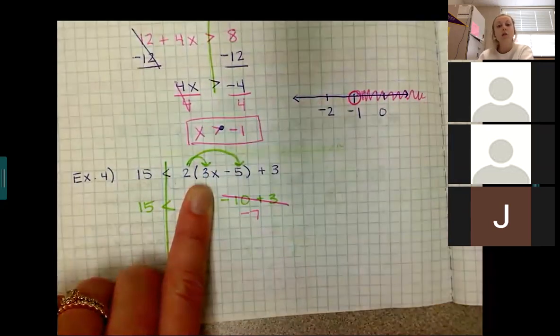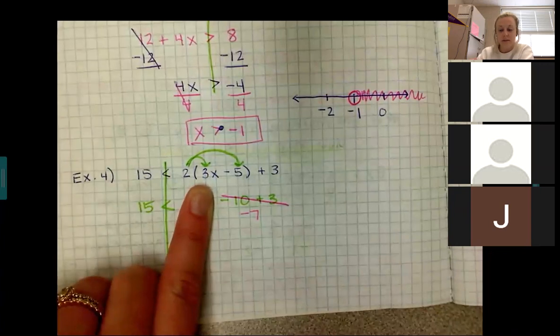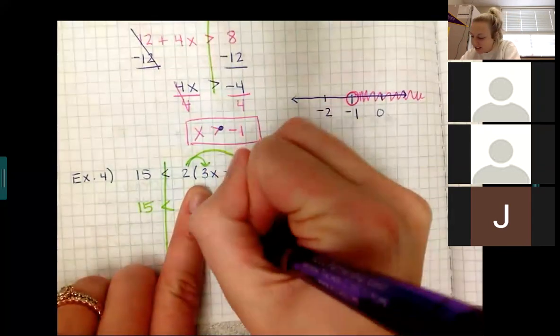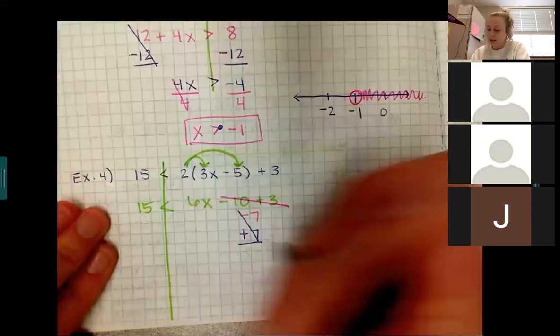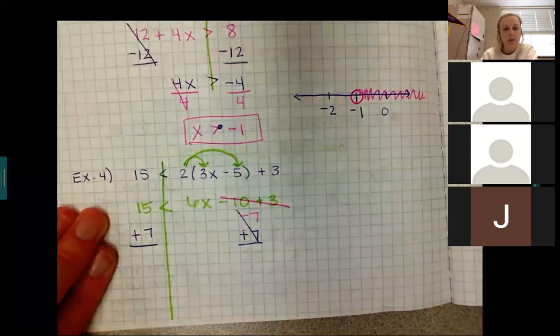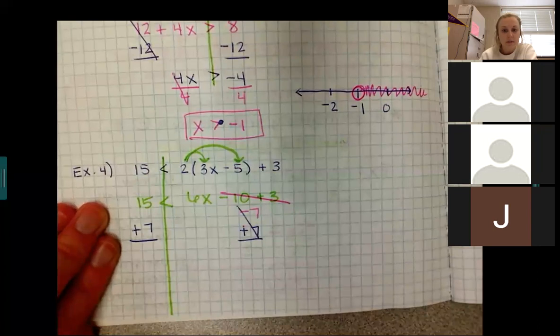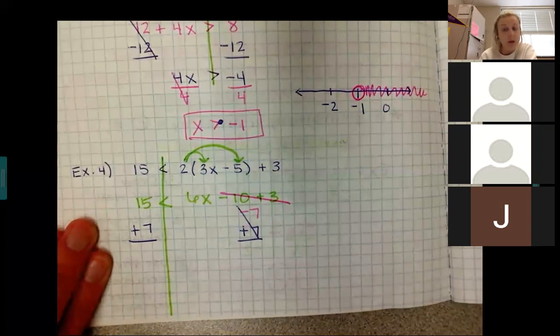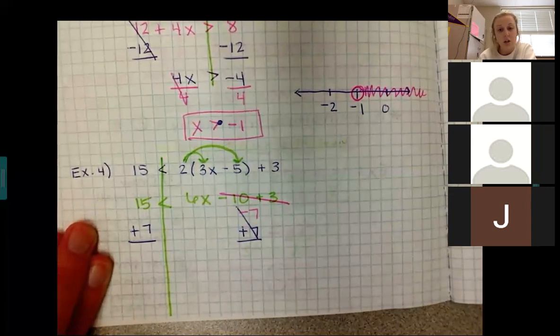Now, how do you move a negative 7? You subtract. Not subtract. It's already negative. What's the opposite? Add. There you go. Good. Add the 7. What you do to one side, you got to do to the other. That was a lot. Are you guys okay with those steps? Because that was a lot. If they put in parentheses, you got to get rid of them first.